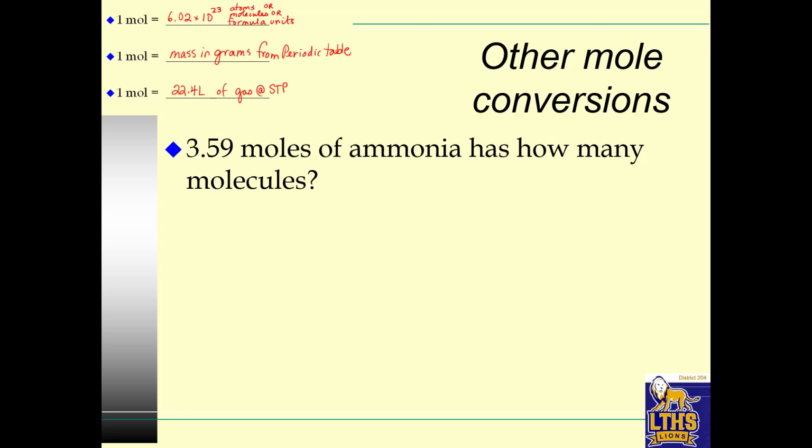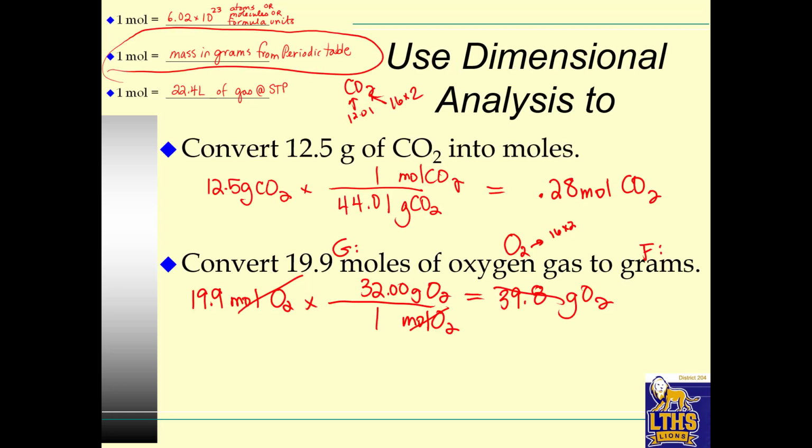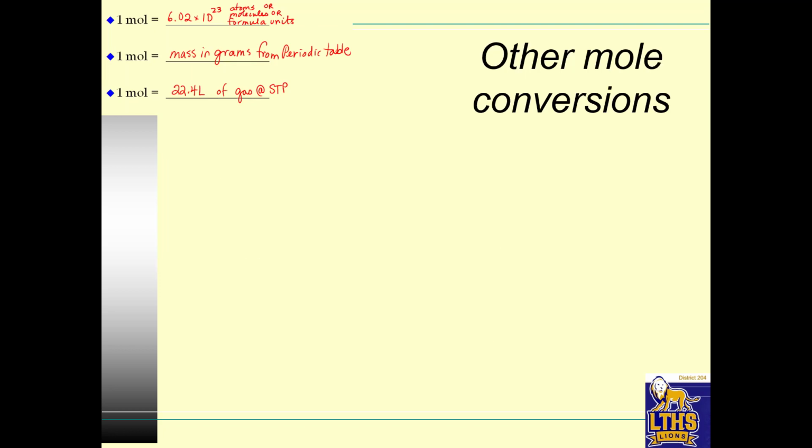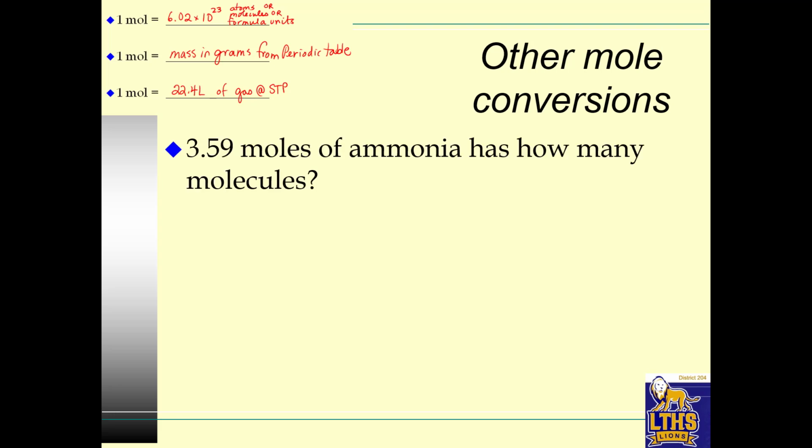That doesn't sound right. 19.9 times 32. Let me check that. So guess what I'm doing? I'm getting out a calculator. So I said 19.9 times 32. And guess what? Harbin was wrong. That's not right. It is 636.8 grams of oxygen. That sounds better. Okay. All right. So, other mole conversions.